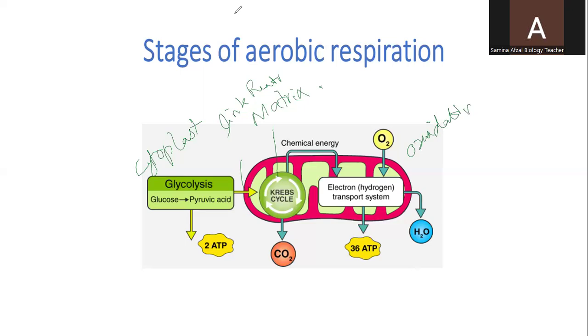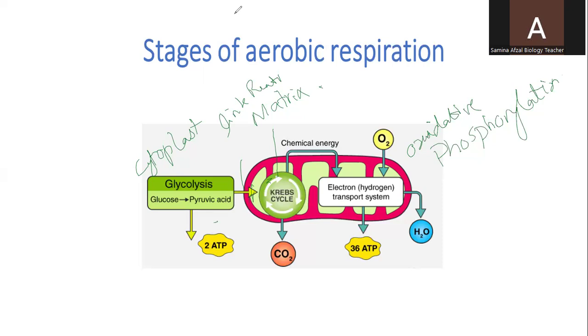Oxidative phosphorylation takes place in the inner mitochondrial membrane. And here you can see the mitochondria. Glycolysis is outside the mitochondria, that is in the cytoplasm, and then the link reaction and Krebs cycle take place in the matrix, and then the electron transport chain or oxidative phosphorylation takes place in the inner mitochondrial membrane.